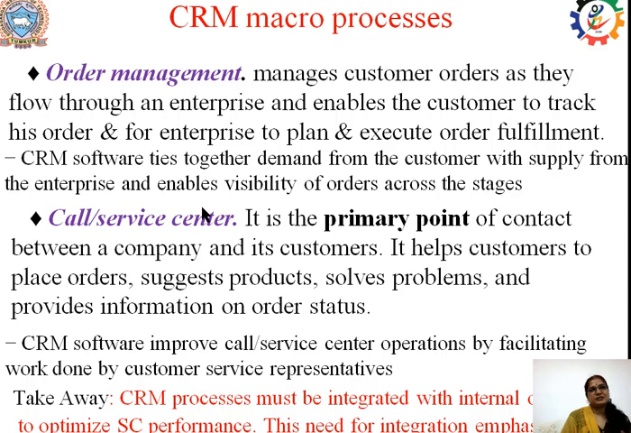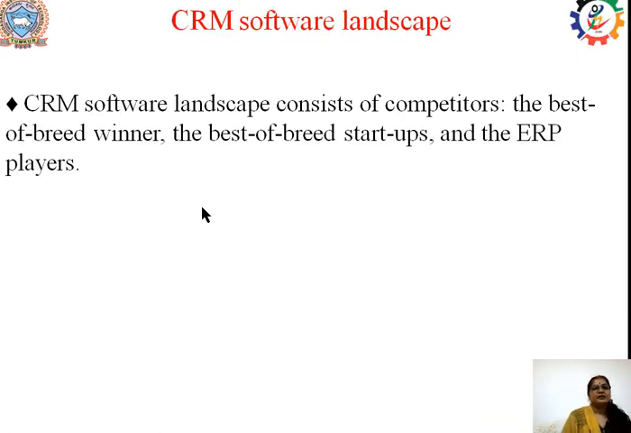And nowadays, compared to the other two macro processes, CRM is the fast growing and largest category of macro process. So, what is this software landscape? Let us just separate out only this term, landscape. What is the meaning of landscape? Now, consider a garden. The term landscape is first associated with the garden.